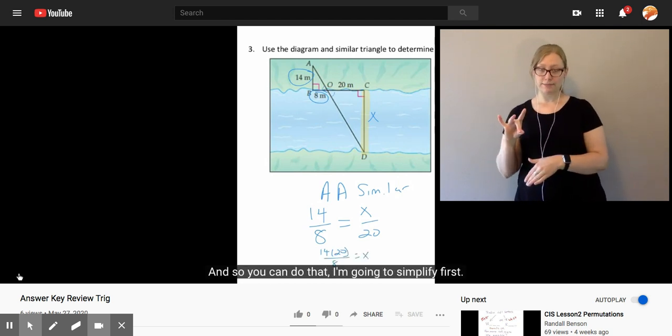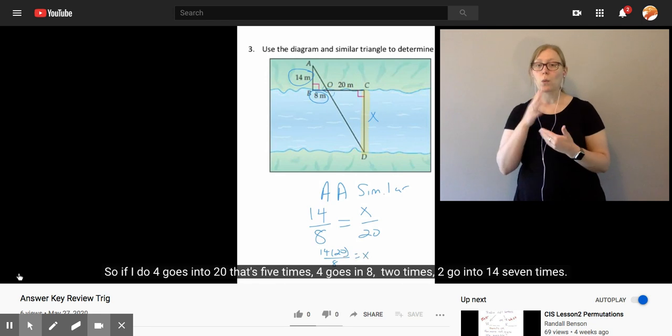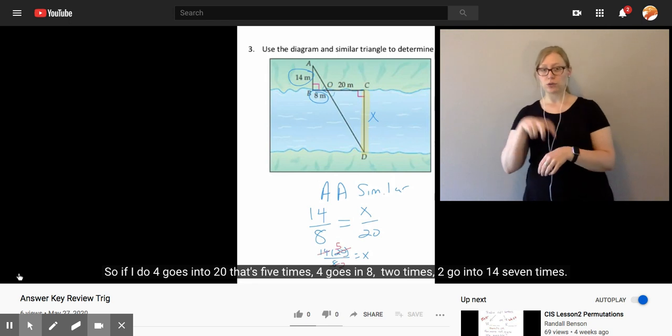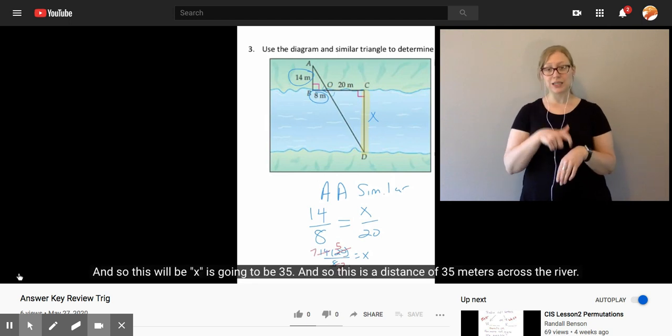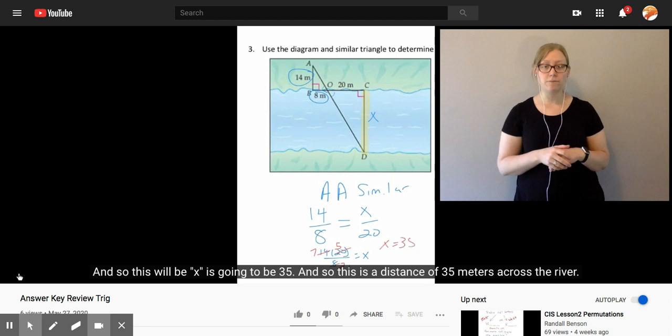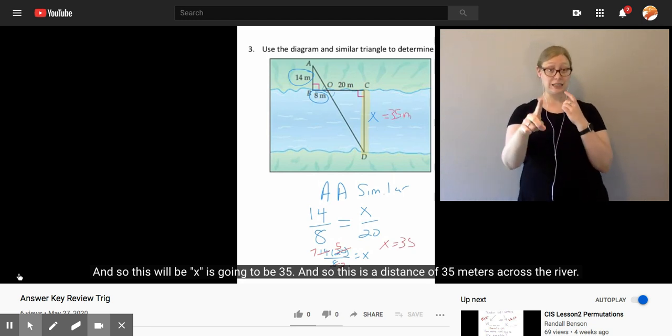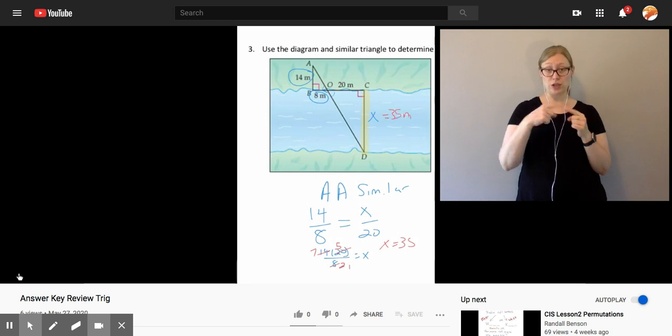I'm going to simplify first. So 4 goes into 20, that's 5 times. 4 goes into 8, 2 times. 2 goes into 14, 7 times. And so x is going to be 35. And so this is a distance of 35 meters across the river.